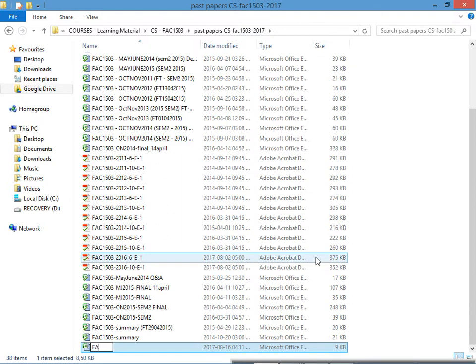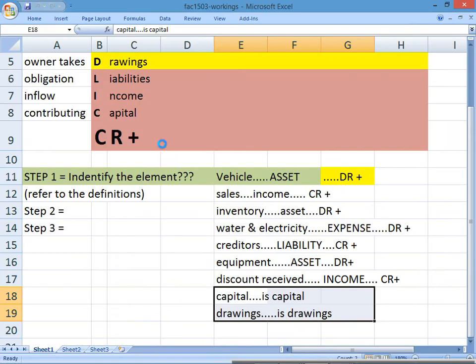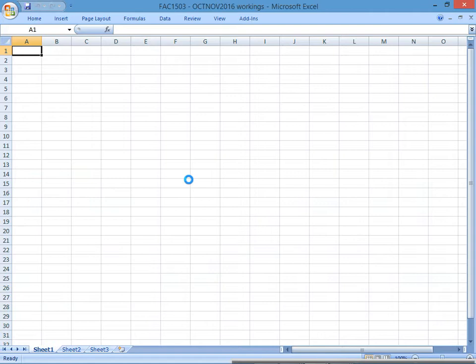Okay, FAC 1503. This is October, November 2016. All right, we're looking at the solution, the workings. So we don't have copies of the solutions. You don't have copies of the solutions because I haven't sent them to you yet. Okay, we're going to complete these questions. Okay, all the past papers, I've got them. 2016, 2017, we need to create them. Okay, we need to build those solutions. That's why I want newer past papers, so we can get through other types of questions.